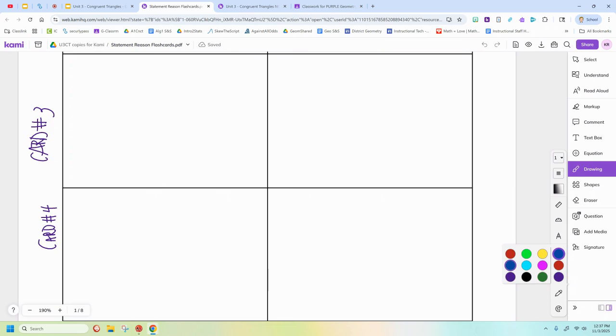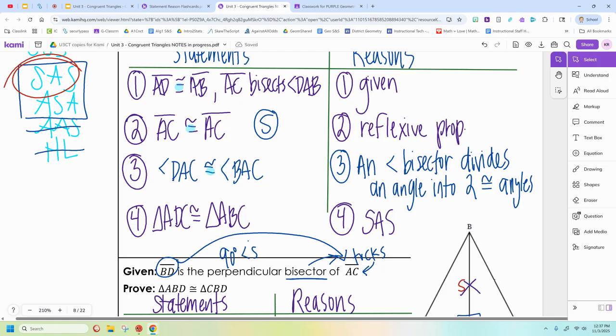All right, so what we're doing is instead of writing the pair, we're kind of doing it almost diagonally. So in this proof up here at the top, we were given this statement, which required us to write this reason. So we're trying to connect it as like a visual match.